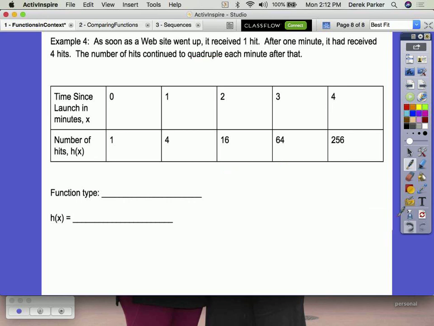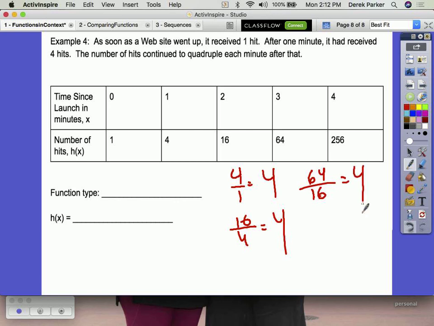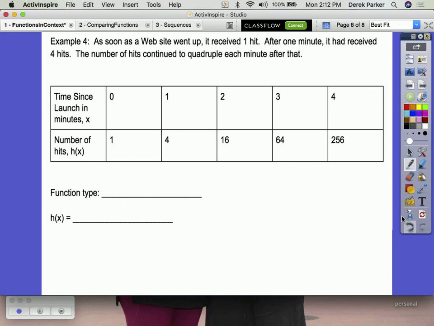Now let's try exponential. 4 over 1 equals 4. 16 over 4 equals 4. 64 over 16 equals 4, and so on and so forth. So that right there tells me this function type is exponential. And our equation would be h of x equals 4 to the x power.